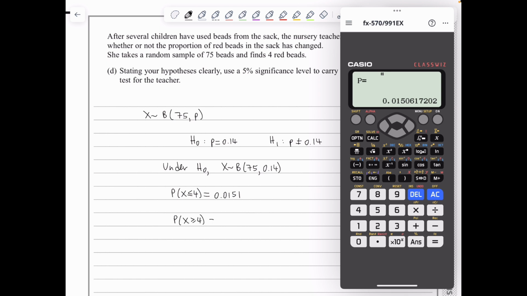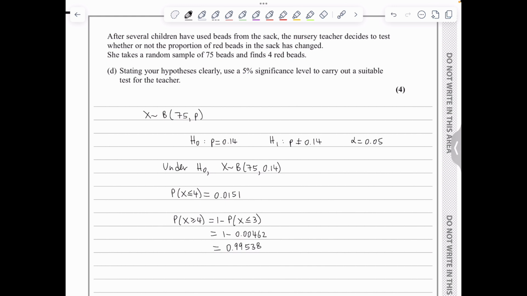and I could also investigate the other direction, so the probability of X being greater than or equal to 4, which is 1 minus the probability of X less than or equal to 3. So let me go on my calculator, I press 3 here, I do the calculation, it's 1 minus 0.00462, which gives an answer of 0.99538.